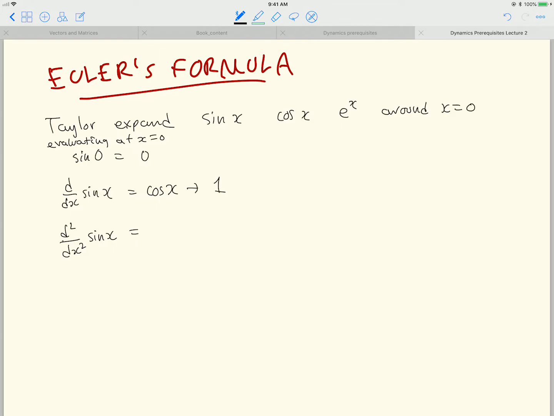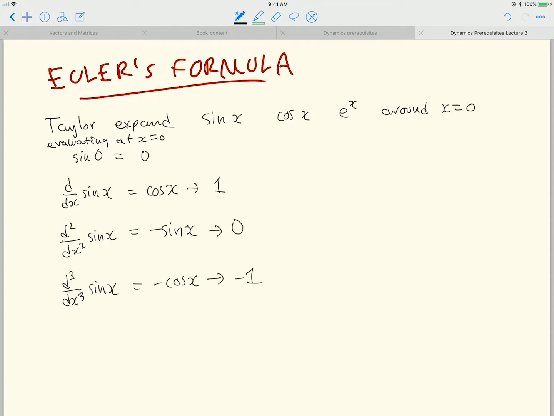Negative sine. Okay, so it's minus sine of x. And when x equals 0, that is 0. Okay. Last one, third derivative of sine of x: we take the derivative of minus sine x. The derivative of minus sine x is minus cosine, evaluated at x equals 0, which is minus 1. So that goes to minus 1.